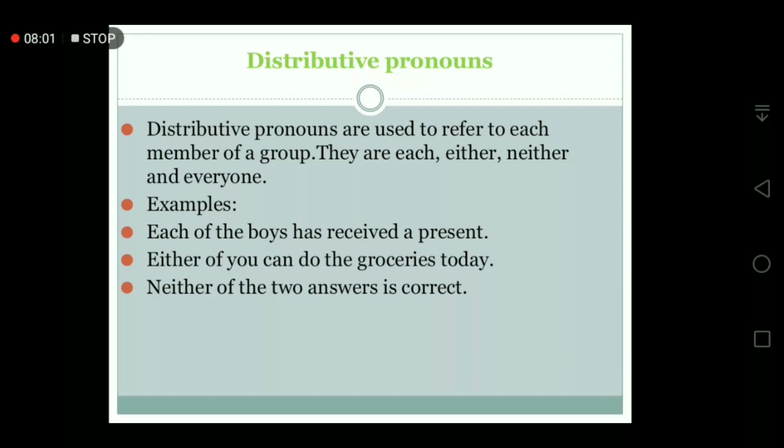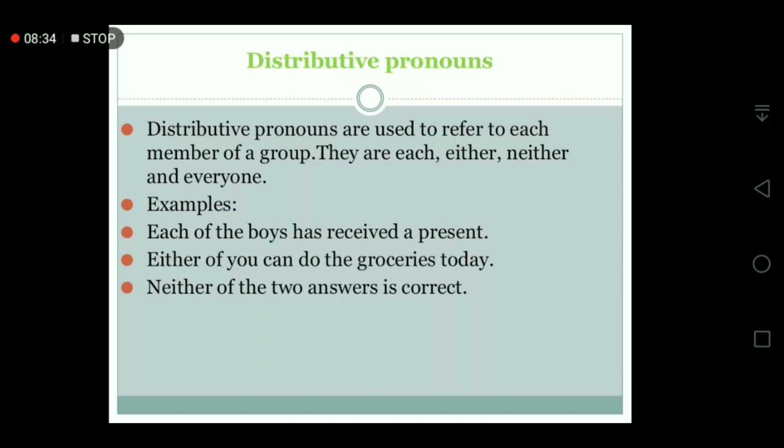Then distributive pronouns. Distributive means we are distributing something. Distributive pronouns are used to refer to each member of a group. They are each, either, neither, and everyone.